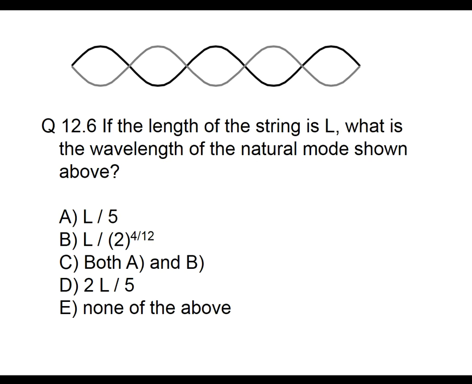If the length of a string is L, what is the wavelength of the natural mode shown above? This one is a little tricky because you have to count how many half wavelengths fit into the length of the string. Here's the way that we can figure this out. If the length of the string is L, you can see that there are 5 half wavelengths that fit in here. Maybe you can even write down a formula that figures out how many half wavelengths equal the length of the string.